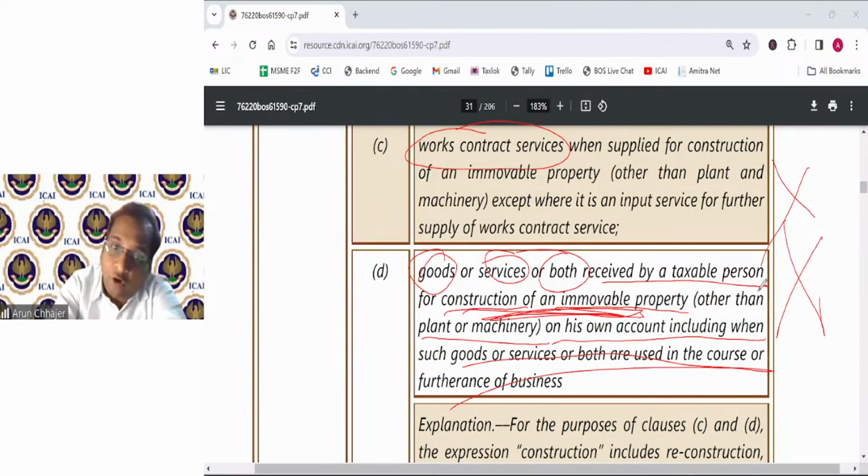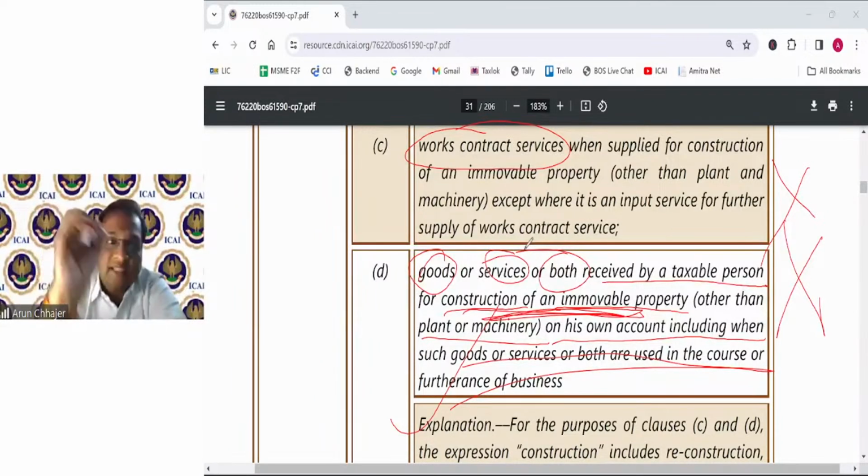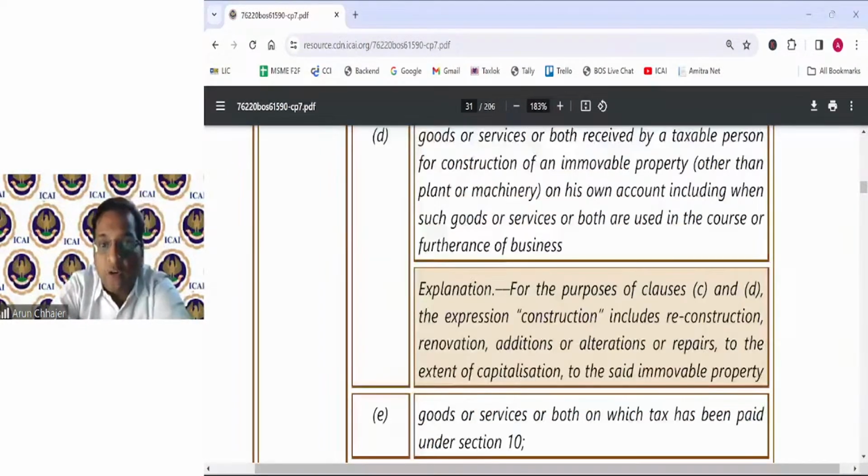What is the meaning of construction that has been given in the explanation? Explanation says, for the purpose of this clause C and clause D, the expression construction includes capitalization.